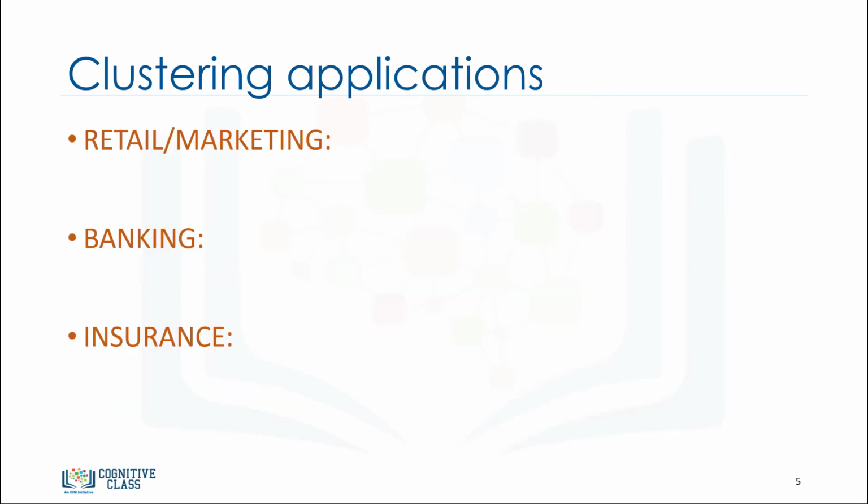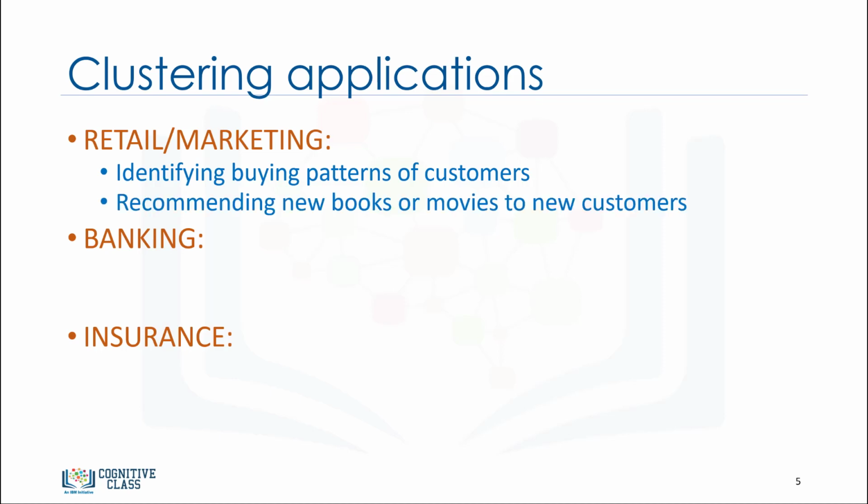In the retail industry, clustering is used to find associations among customers based on their demographic characteristics, and use that information to identify buying patterns of various customer groups. Also, it can be used in recommendation systems to find a group of similar items or similar users and use it for collaborative filtering to recommend things like books or movies to customers.